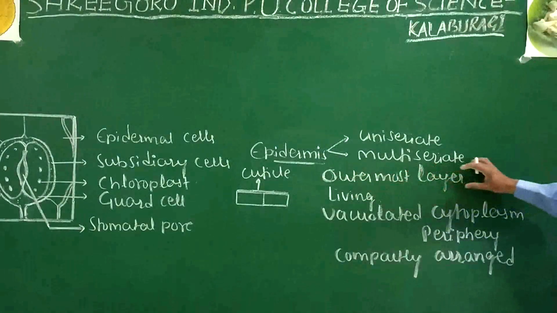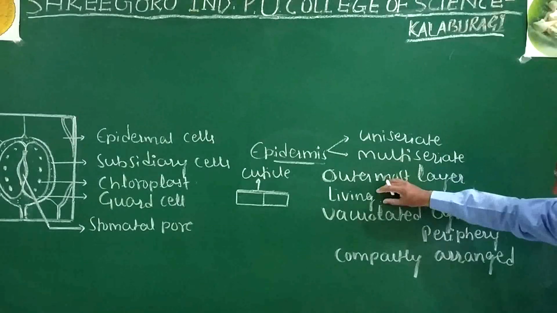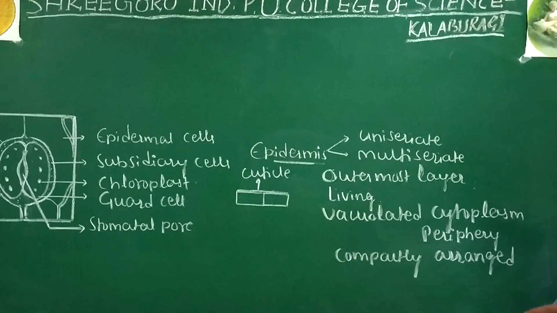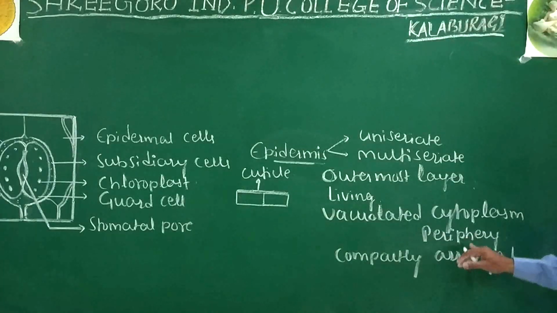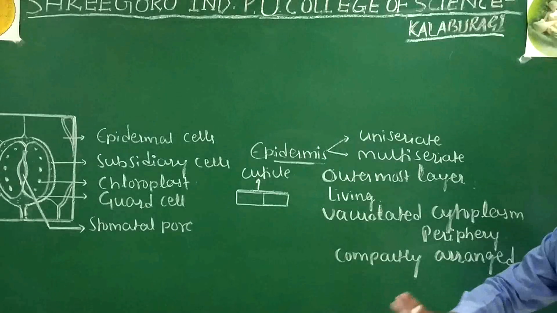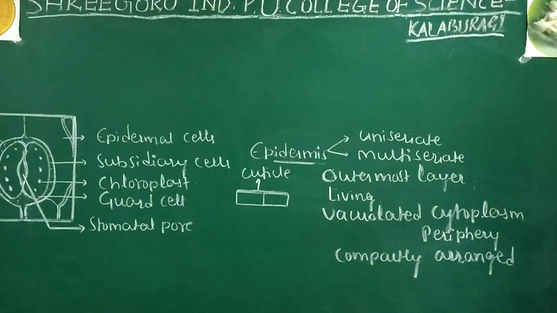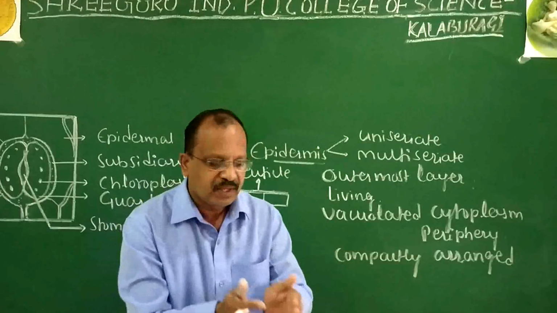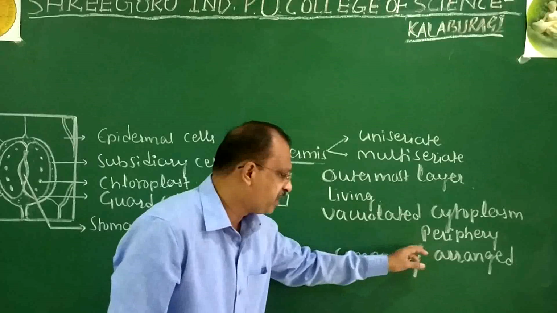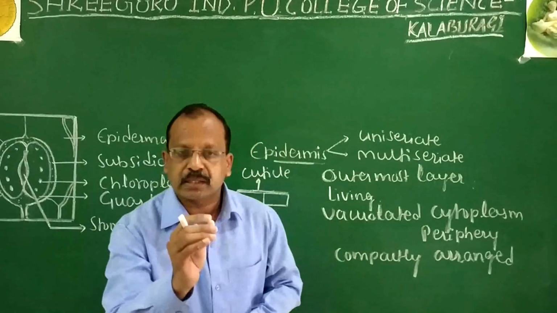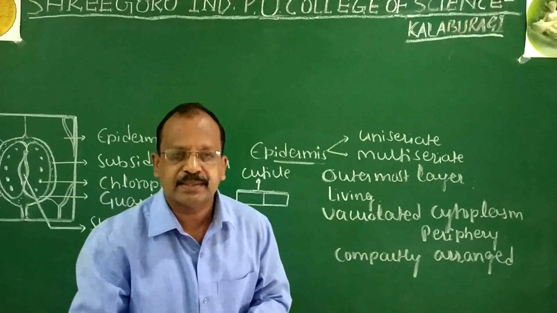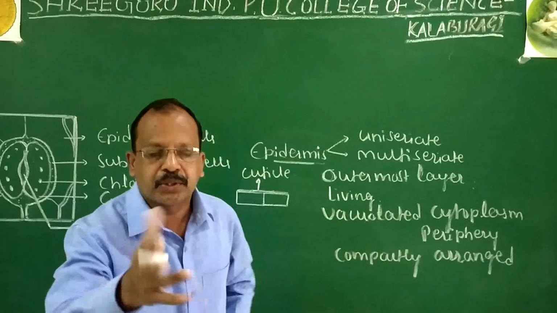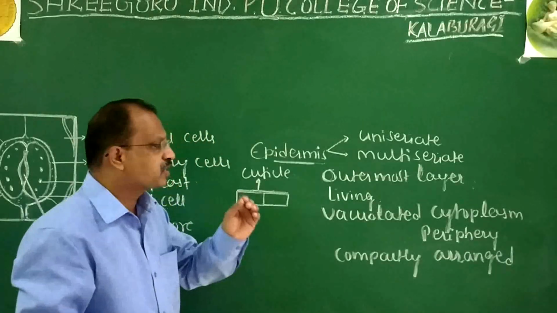So epidermis is the outermost layer. Cells are living. Cells have vacuolated cytoplasm. Due to the presence of a large vacuole, cytoplasm is present towards the periphery. Periphery is nothing but towards the boundary. Cells are compactly arranged or tightly arranged without any intercellular space.